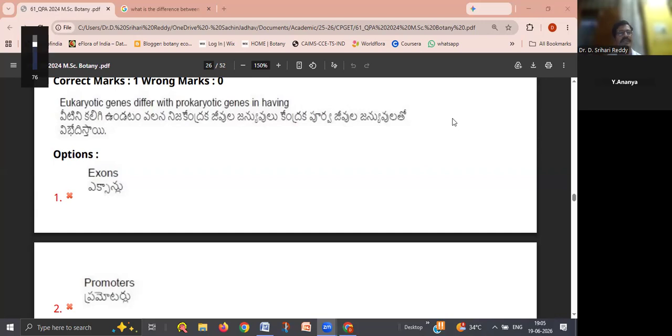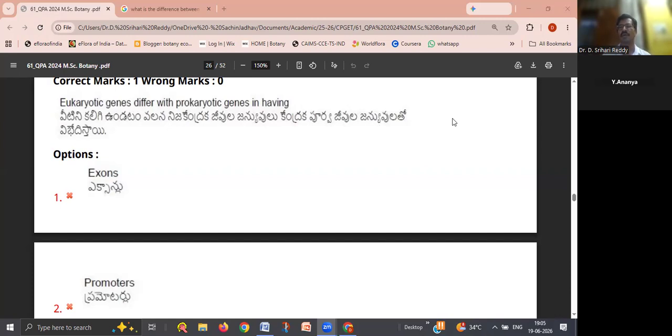Yeah, in today's class, we'll see the 59th question. Eukaryotic genes differ from prokaryotic genes in having... So there are certain differences between the eukaryotic genes and prokaryotic genes.